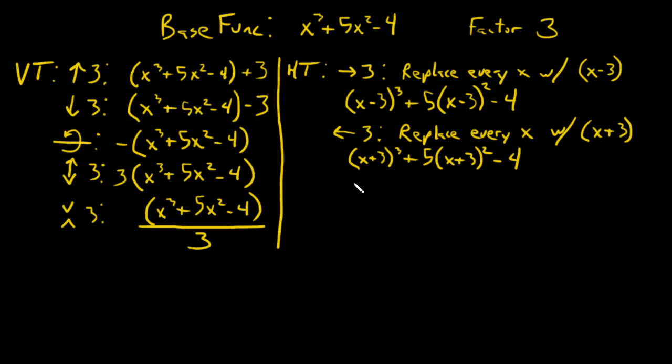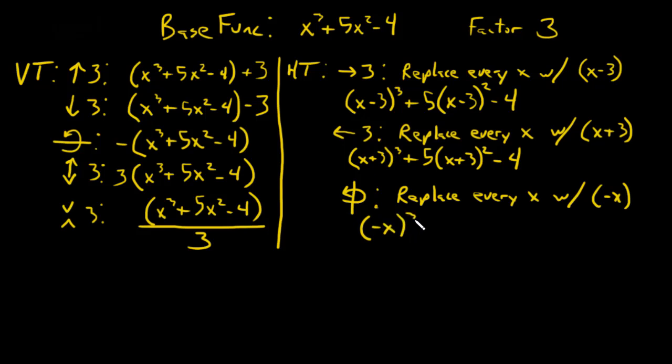Now let's flip. So let's say I want to reflect it across the y-axis. Well, it's going across the y-axis, so that means it's changing horizontally. It's going from left to right or right to left. So I'm going to replace every x with what? Yep, I'm going to replace every x with negative x in parentheses. Don't forget those parentheses. So this becomes (negative x) cubed plus 5 times (negative x) squared minus 4.